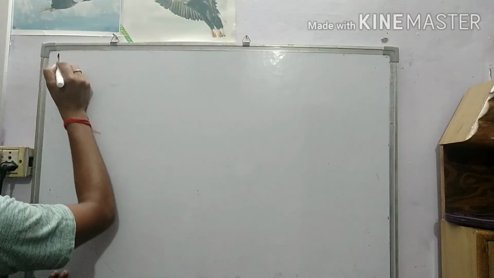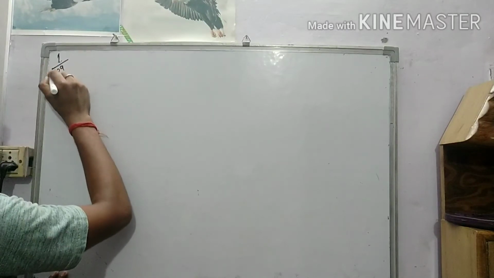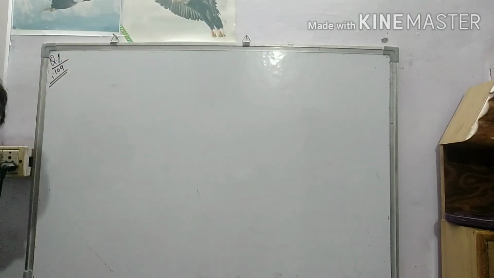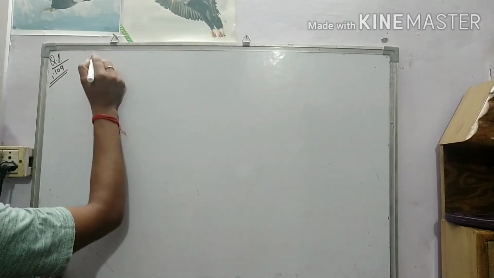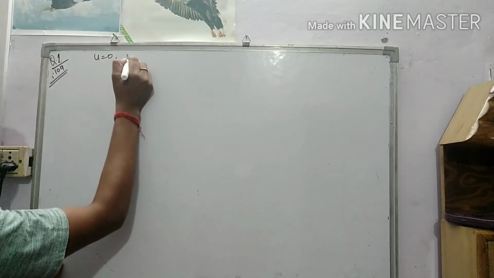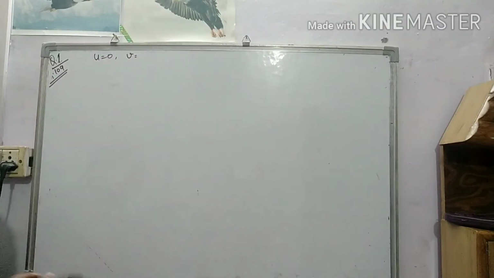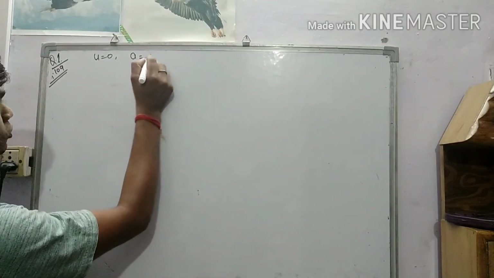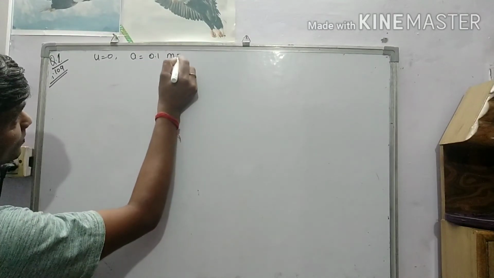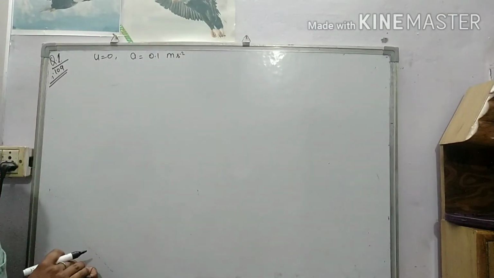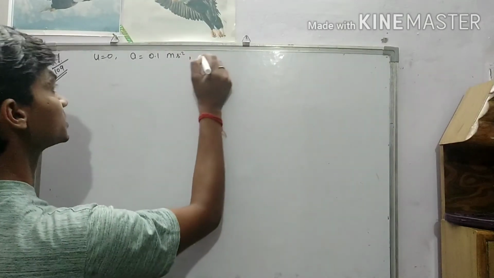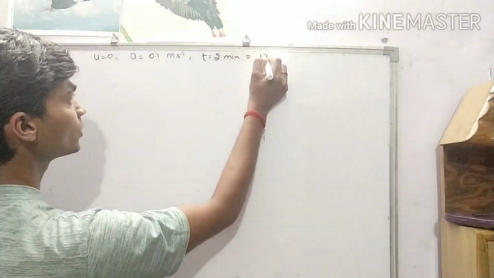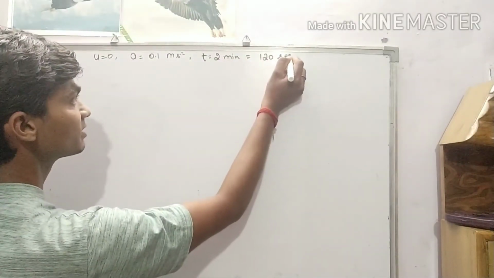First, page number 109, this is the question series. The bus is starting from rest, so obviously U will be 0. What is the final velocity? Not given. It attains a uniform acceleration. Acceleration is 0.1 meter per second square, and time is given as 2 minutes. 2 minutes can be written as 120 seconds.